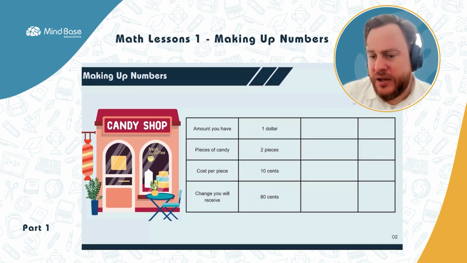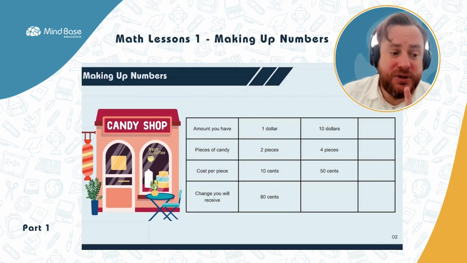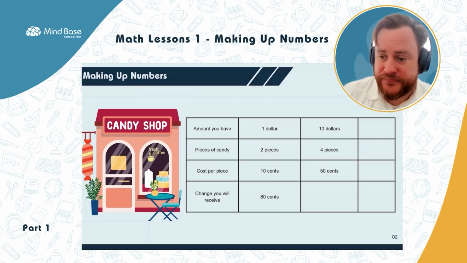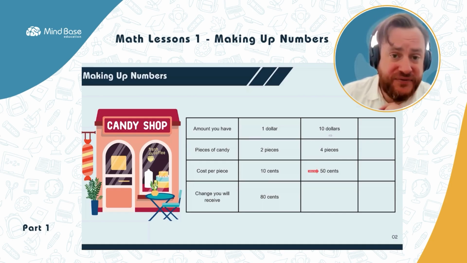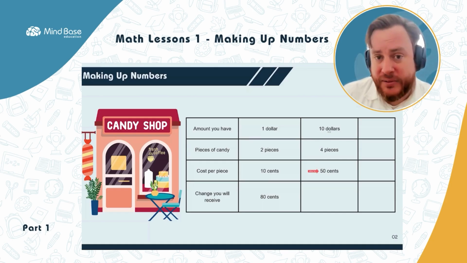All right. But let's pretend I want you to go to the more expensive candy store. I'll give you $10. I'd like you to buy 4 pieces of candy. Each piece of candy costs 50 cents. Now, how much change are you going to come back with? Hopefully you said something like $8.